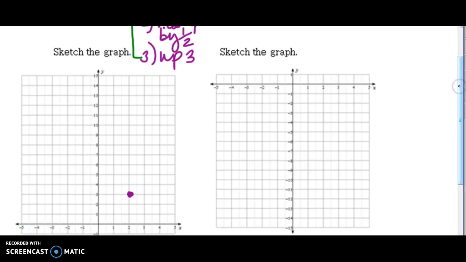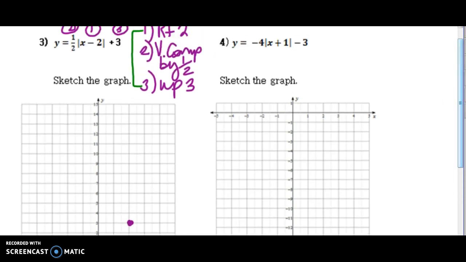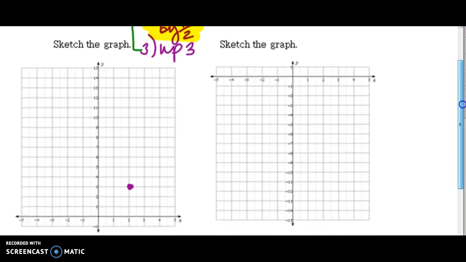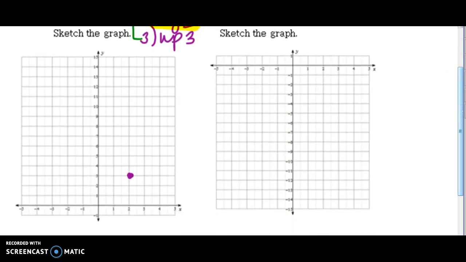Now, from there is when I'm going to have to do my pattern that applies my vertical compression. So remember what we just did on the last two. Since it's a vertical compression of 1/2, that means that I'm going to go over 1, up 1/2 of a step, over 1, up 1/2 of a step, and over 1, up 1/2, and I'm out of spaces to keep going to the right.